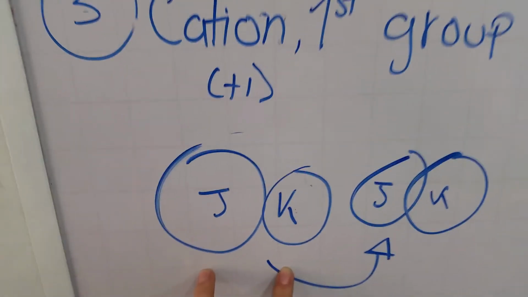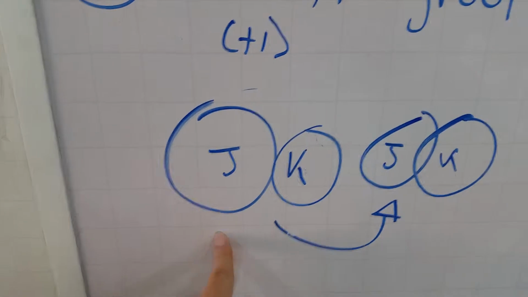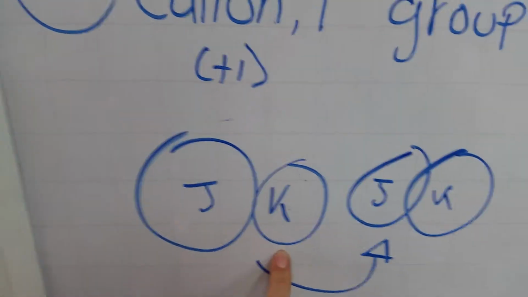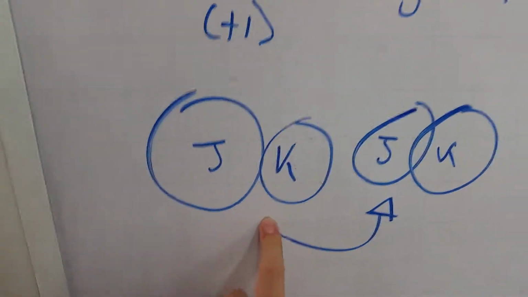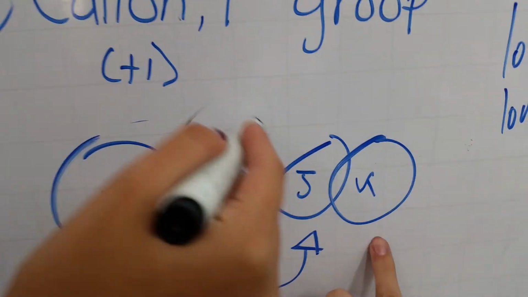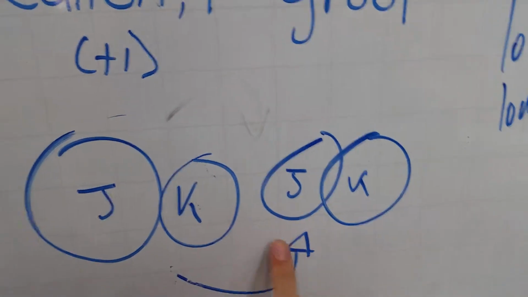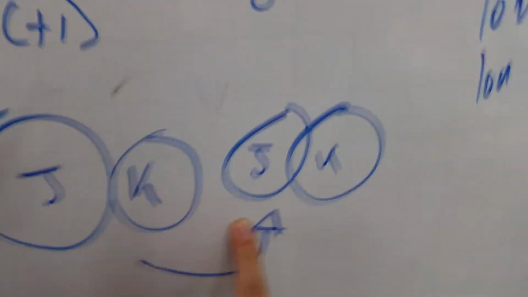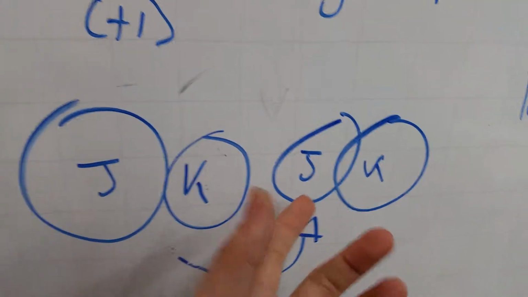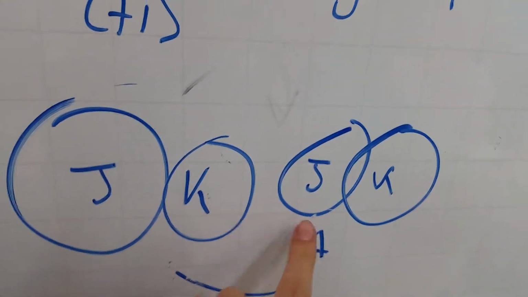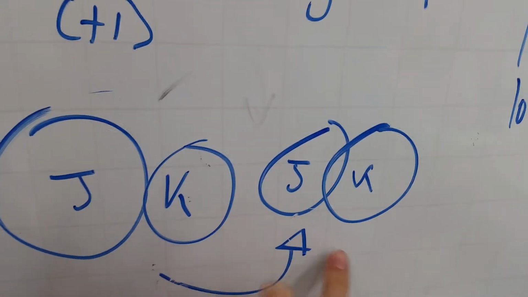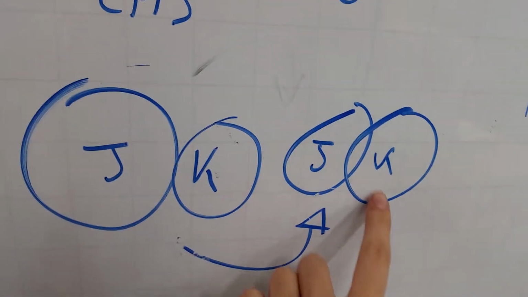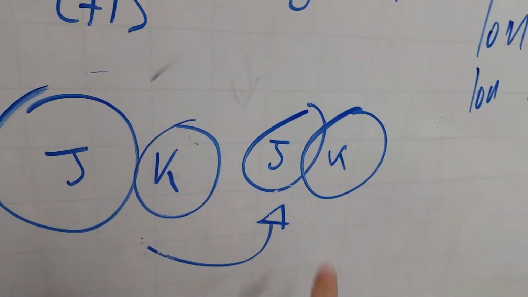Here we have J and K separately. As we said before, J has a very low effective nuclear charge, it's big, and K has a very good effective nuclear charge, but it's small. So when they come together, J gives 1 electron to K, and K takes 1 electron. J is going to have a very high effective nuclear charge because it will have a full shell and it will have more protons than electrons. On the other hand, K is going to have 1 electron more, so the effective nuclear charge is going to decrease, but it will have a full shell, so it's going to be happy.